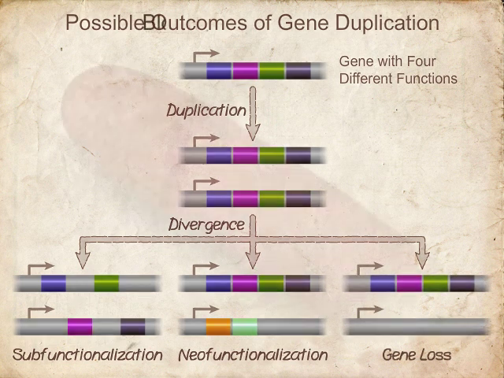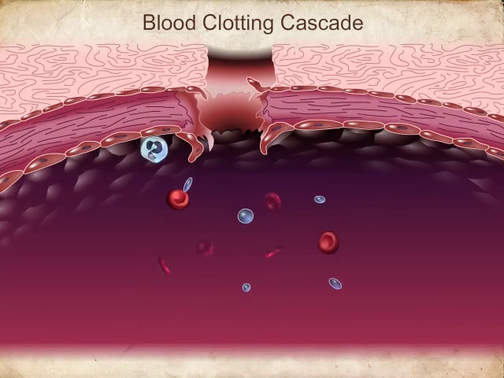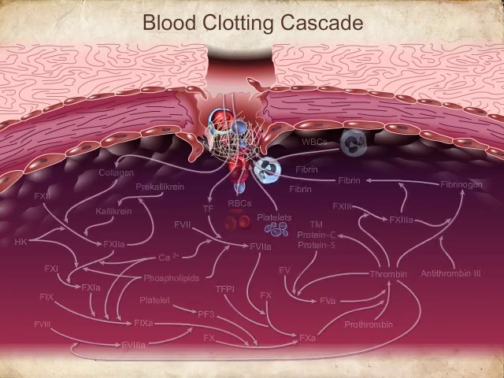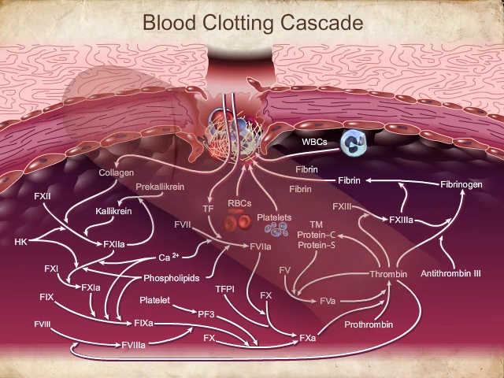An important example of gene duplication lies in blood clotting enzymes. There are more than a dozen of them in the blood clotting cascade, which helps patch up a damaged vessel and stop bleeding.